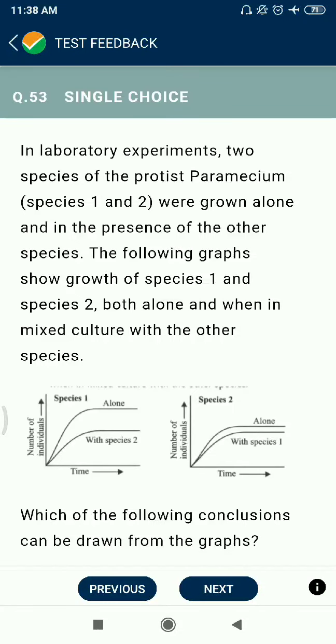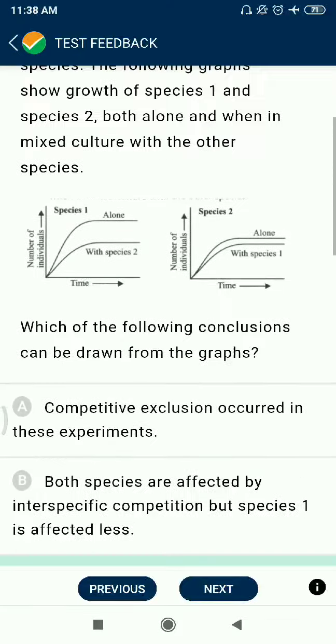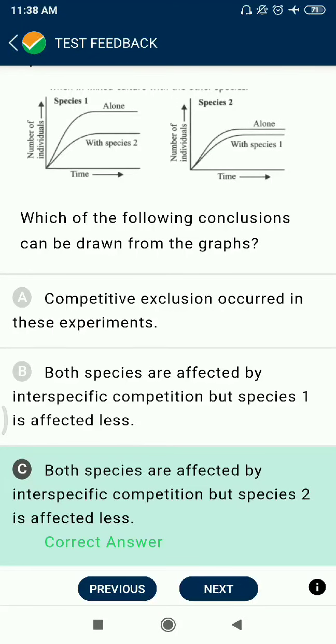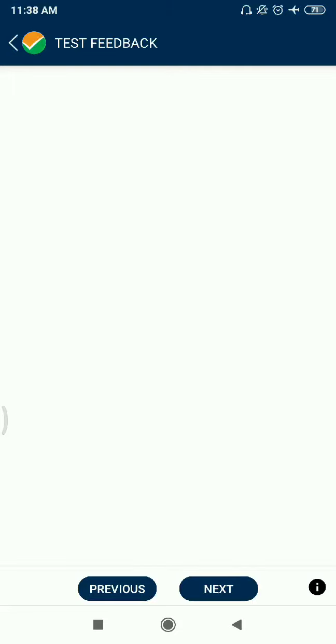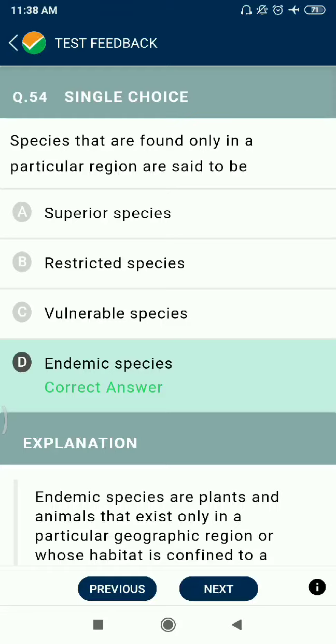Question 53. Although out of NCERT, both species are affected by the interspecific competition, but second is affected less. Question 54. Species that are found only in the particular regions are said to be endemic species.